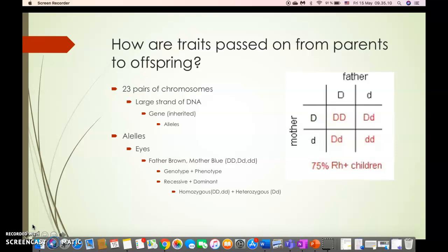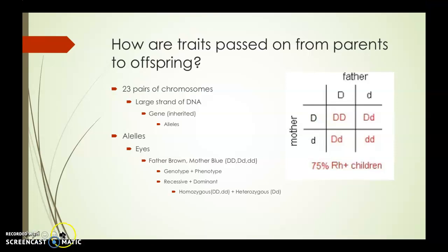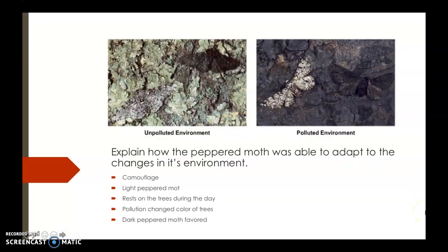So it's a little bit of a complicated process, but it's easy to understand once you've worked with it for a long time. So now we're going to move on to the last part, which is to explain how the peppered moth was able to adapt to the changes in its environment. You see this picture here, which shows an unpolluted environment and a polluted environment.